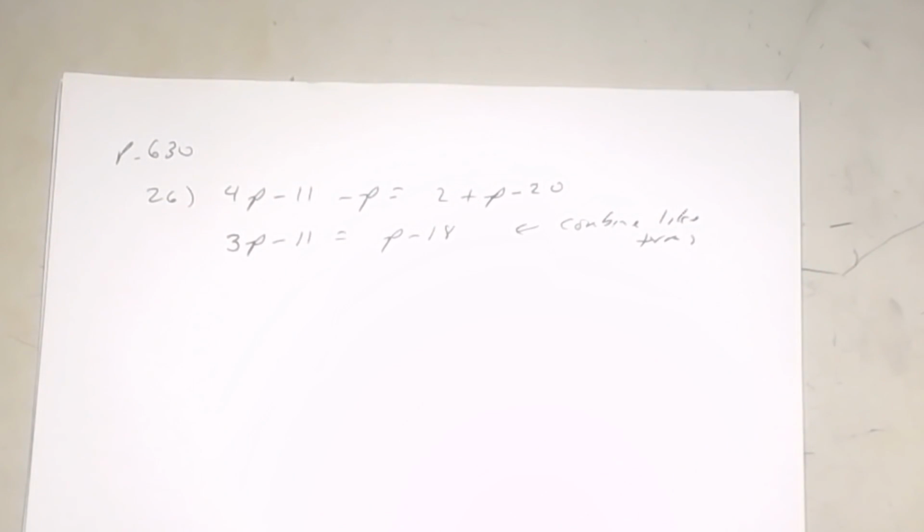Now this is where we're at. So notice I have variable on both sides, constants on the other. It does not matter which side I bring the variables on. It does not matter which side I bring them on.